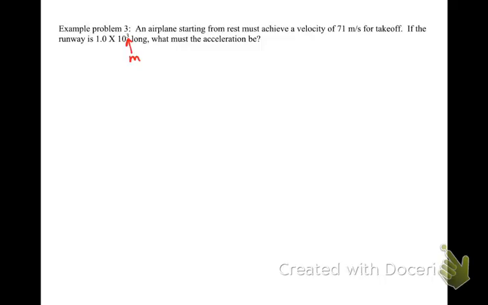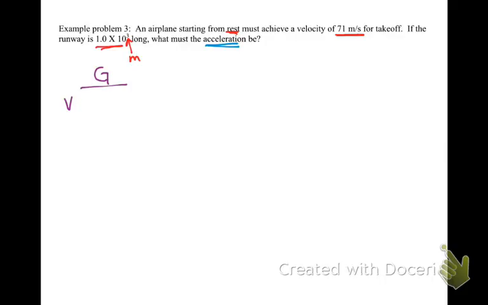Hopefully you paused the video, so now I'm going to show you how to do this one. An airplane starting from rest must achieve a velocity of 71 meters per second for takeoff. If the runway is 1 times 10 to the third meters long, what must the acceleration be? So let's go ahead and write our givens.